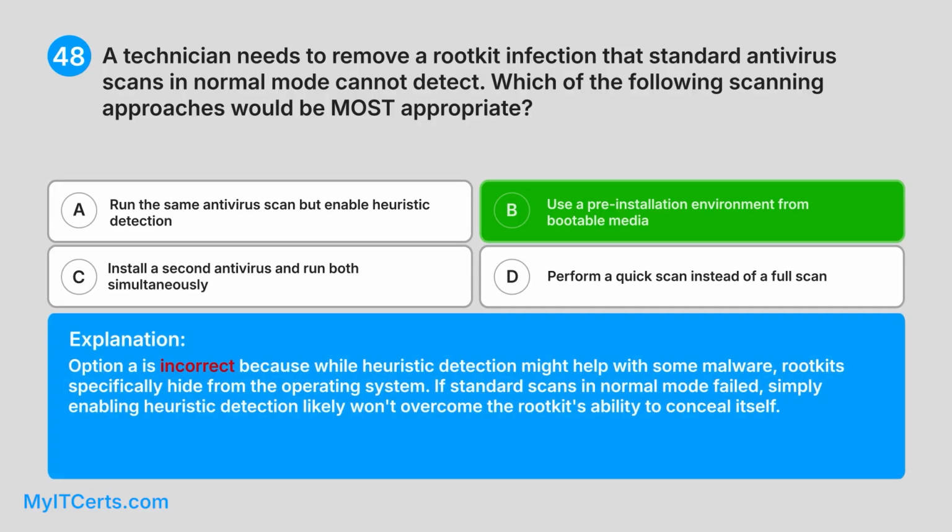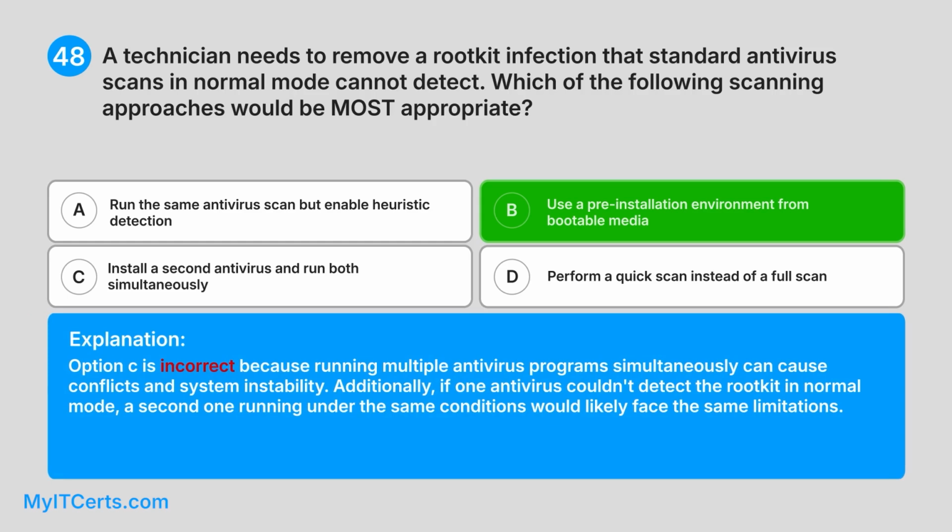Option A, run the same antivirus scan but enable heuristic detection, is incorrect because while heuristic detection might help with some malware, rootkits specifically hide from the operating system. If standard scans in normal mode failed, simply enabling heuristic detection likely won't overcome the rootkit's ability to conceal itself.